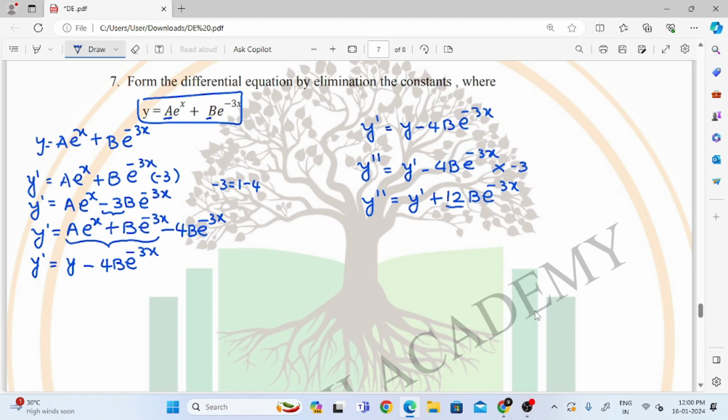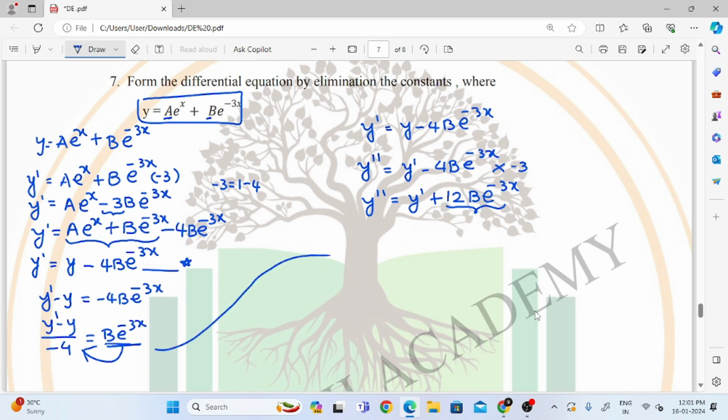Now we have to eliminate this b from here. We can find the value of b from here. Let's say this is star. So y dash, if we take this y to that side, becomes minus y is equal to minus 4b e raised to minus 3x. If we take this minus 4 to the denominator, we get (y dash minus y) upon minus 4 is equal to b e raised to minus 3x. So we got the value of b e raised to minus 3x, that is (y dash minus y) upon minus 4.